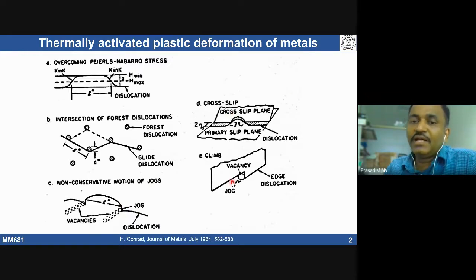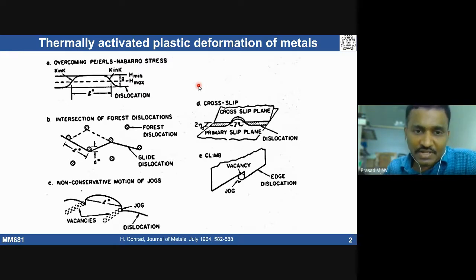Similarly, cross slip and climb are important high temperature deformation rate controlling mechanisms. By giving some thermal energy, we can make cross slip very easy. Similarly, climb can also happen very easily with temperature. So these are important thermal barriers which can play a significant role during plastic deformation of materials at elevated temperatures.